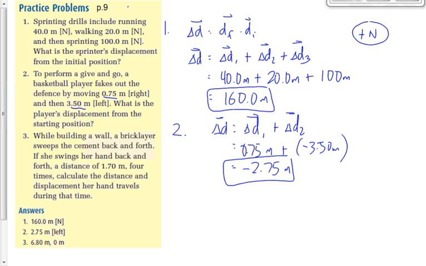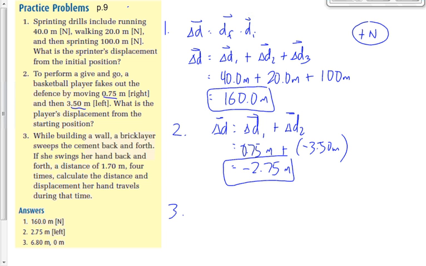So even though you get the same thing if you subtract 0.75 from 3.5, don't do that, because you got lucky if you did that. Okay, when we have two displacements, how far something's gone, we add them together. We just have to pay attention to positives and negatives.